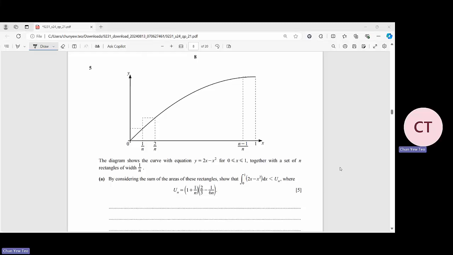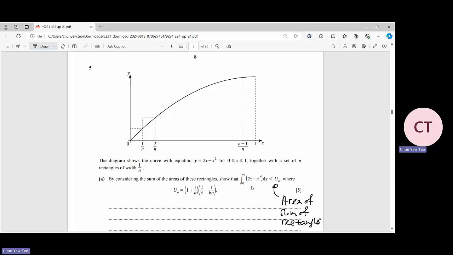Question number 5. You have a diagram here, showing a curve with the equation y equal to 2x minus x squared, where x is from 0 to 1, together with a set of n rectangles with a width of 1 over n. They want you to consider the relationship over here to show that the U n looks like this. So this means we want the area under the curve to be less than the area of the sum of the rectangles, not triangle, rectangles.